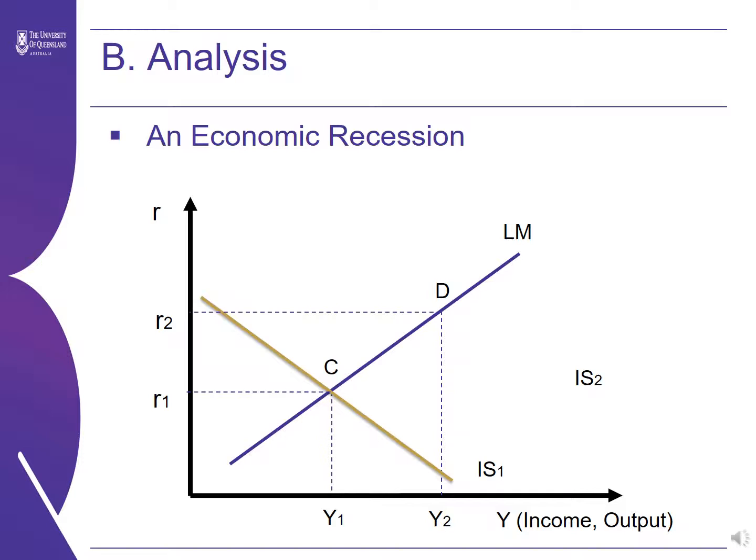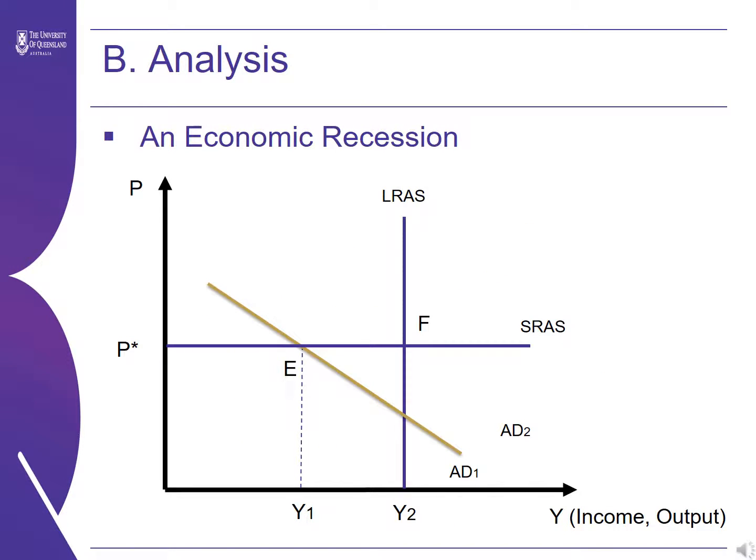The expansionary fiscal policy, that is increasing government spending, causes the IS curve to shift to the right from IS1 to IS2 to reach the potential level of output Y2. There will be the same impact when decreasing tax. In the slide, the expansionary fiscal policy, that is increasing government spending, causes the AD curve to shift to the right from AD1 to AD2 to reach the potential level of output Y2 in the economy. There will be the same impact when decreasing tax.